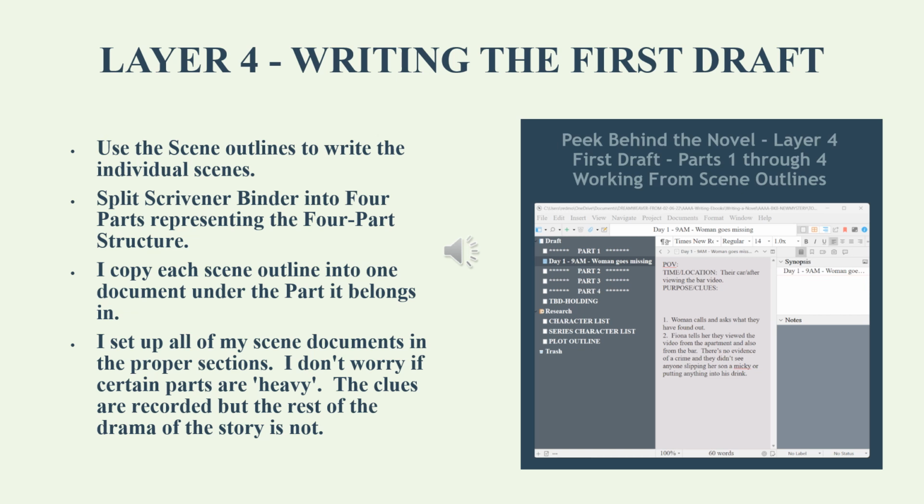Layer 4 is the first layer of actual creative writing. I use the scene outlines from layer 3 to write the individual scenes. I split the Scrivener binder into 4 parts representing the 4-part structure, as shown in the graphic to the right. I copy each scene outline into one document under the part it belongs in. The documents contain only one scene each at this point.